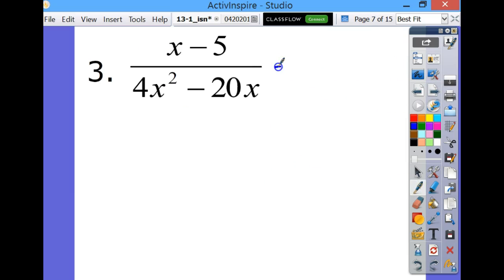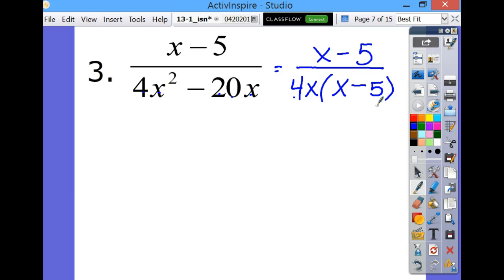The numerator has nothing to factor. Looking at the denominator, the 4 and the 20, 4 will factor out. Both of those have an x, so I'm going to factor out not only a 4, but a 4x. 4 divided by 4 is 1. X squared divided by x is x. It's got a minus sign. 20 divided by 4 is 5, and the x's cancel out. Is it okay to do that?